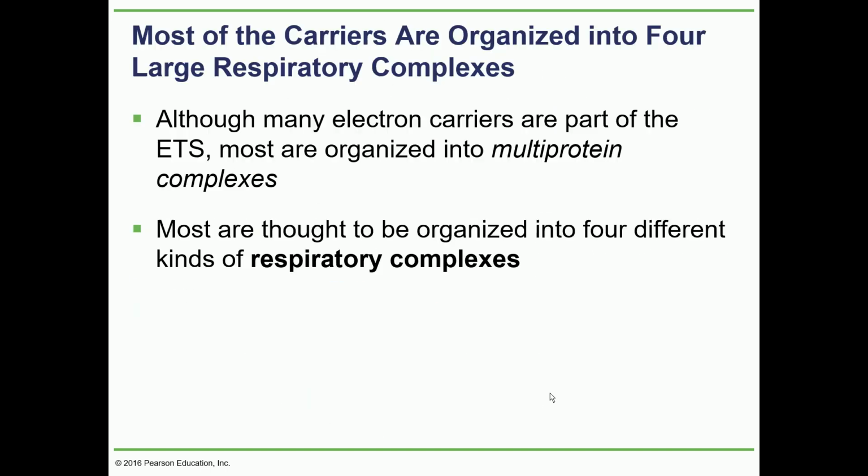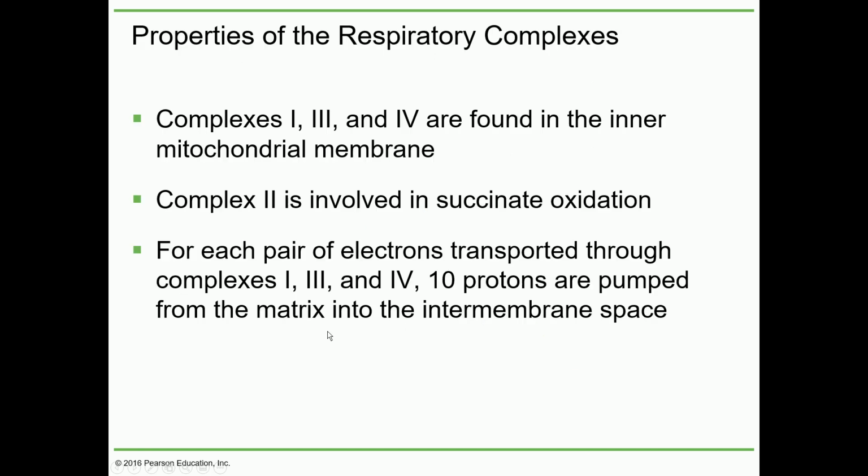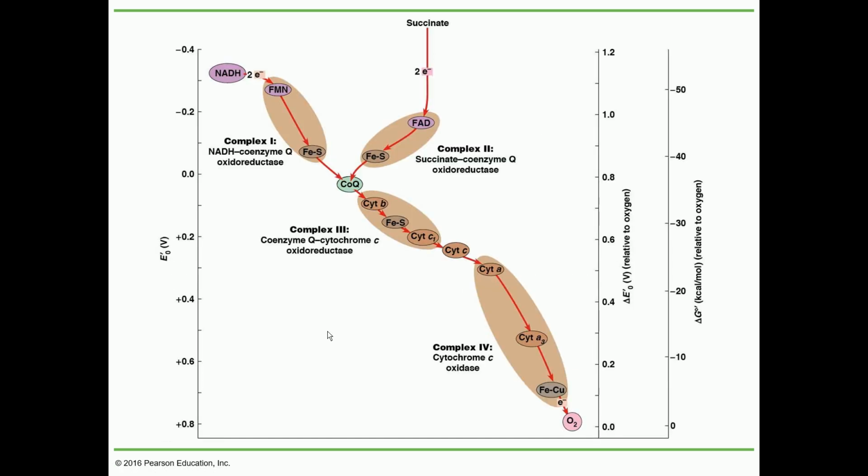Actually, the cytochromes A and A3 have the prosthetic group, which is iron and copper. And at the end of complex 4 is oxygen. So these are the 4 complexes.